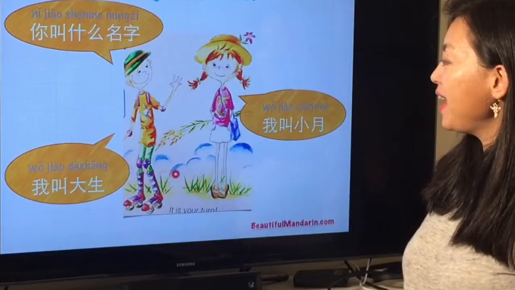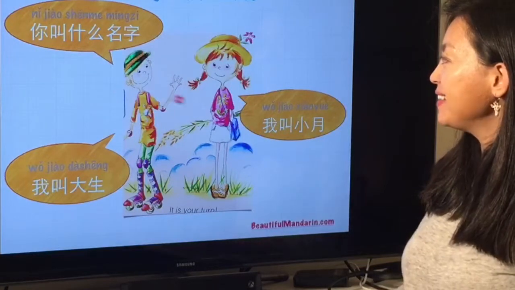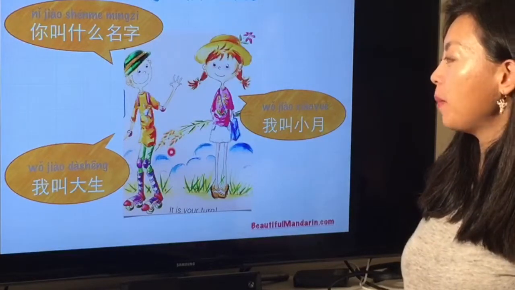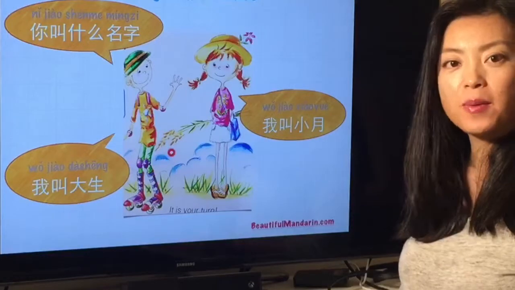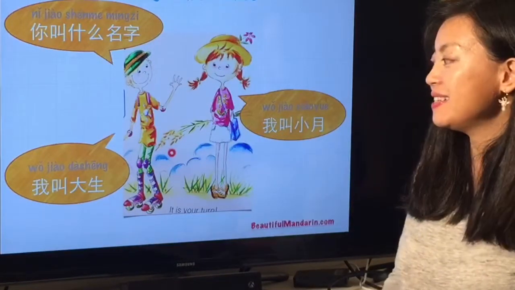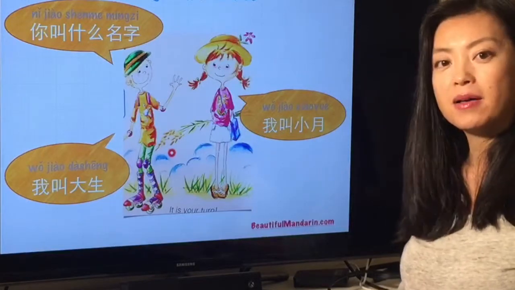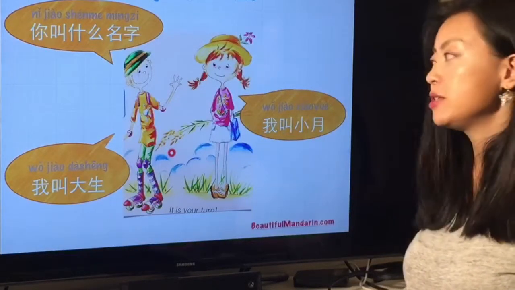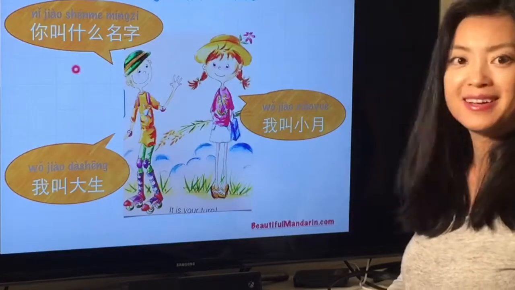Look at this cute picture, right? A boy and a girl. So I also picked this picture from the book. It's called Easy Steps Chinese. This is the book we are talking about. I really recommend you purchase this book. This is a very good book.